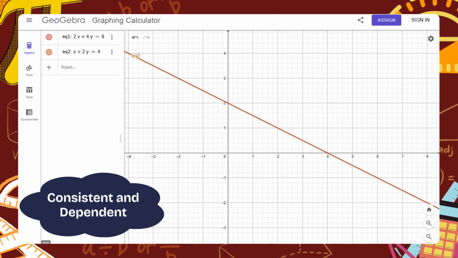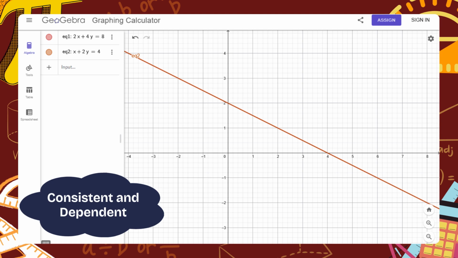Now for the third case, we have infinite solutions. That's two equations on the same line. So if two lines are in one line, that means they have infinite solutions. So we call it consistent and independent.